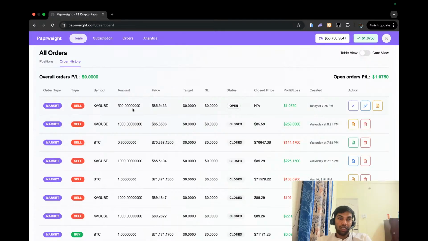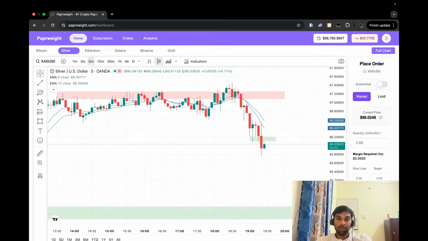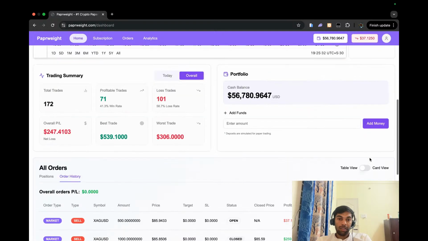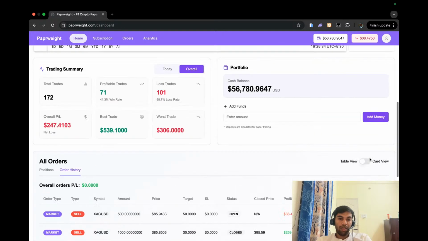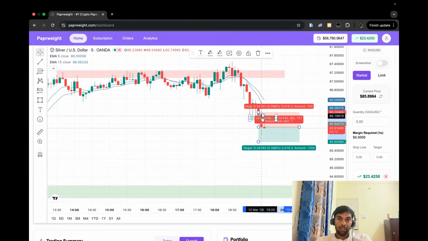Stop refreshing, guys. 8594. Okay. As soon as I jumped in, I am suffering a loss. 8591. Let me see. 8594. This is my short position. 8594. So I jumped here.